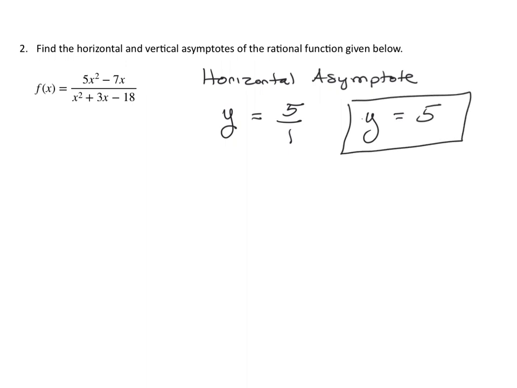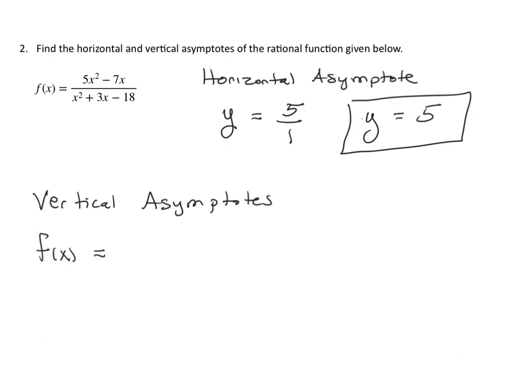To find the vertical asymptotes, we look for division by 0 to start with. So for the next part, for the vertical asymptotes, what we're going to do is take the function itself and factor it. I'm actually going to factor both the numerator and the denominator.